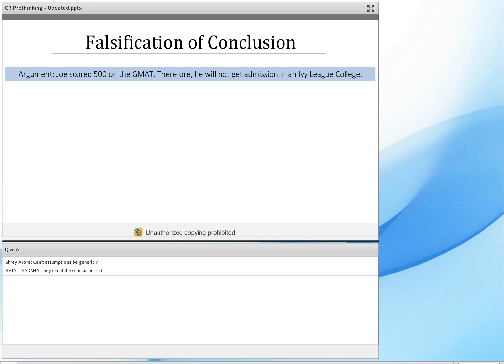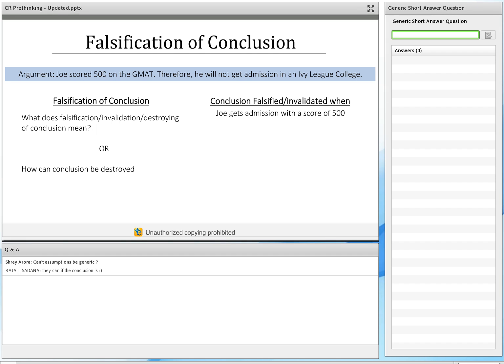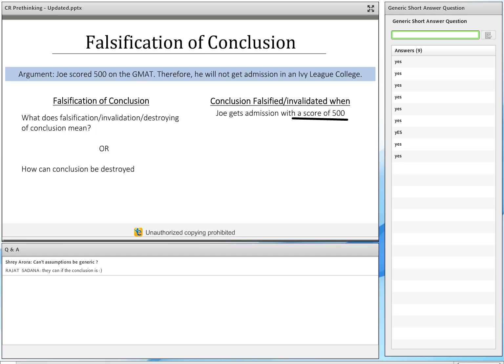So let's see what falsification of the conclusion means. Again, we're going to look at the same argument, and let's see what it means when we say that this conclusion would be falsified or the conclusion would be destroyed. This conclusion is falsified when Joe gets admission into an Ivy League school with a score of 500. Can you guys see that? If Joe gets admission into an Ivy League school with this 500 score, the conclusion is broken down or falsified. It's very simple to really see. Okay, so this is what we call the falsification condition of the conclusion.